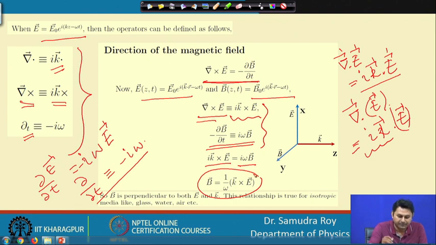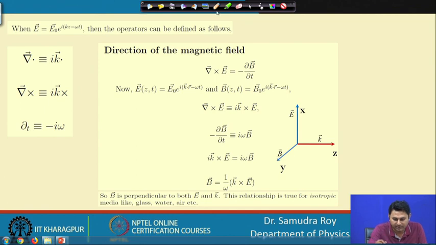So, from this equation, let me erase all these things and concentrate only on this expression, that B, E and k are related with this. That means if k is in one direction, E is in the perpendicular direction, this is the direction of E, this is the direction of k, then k cross E, by the right hand screw rule, gives me B in this direction. That means B is perpendicular to both the electric field E and the propagation direction k.